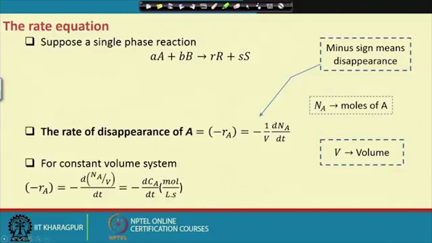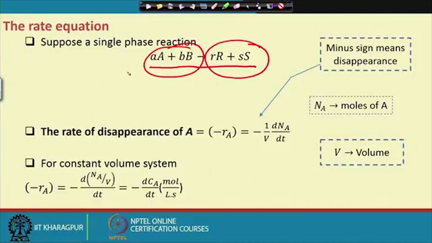Now, if you look at the rate equations, it's like this: aA + bB equals rR + sS. This is the product and this is your reactant. Now, the rate of disappearance of A, minus rA, is usually expressed with a minus. The reason is that it is disappearing.